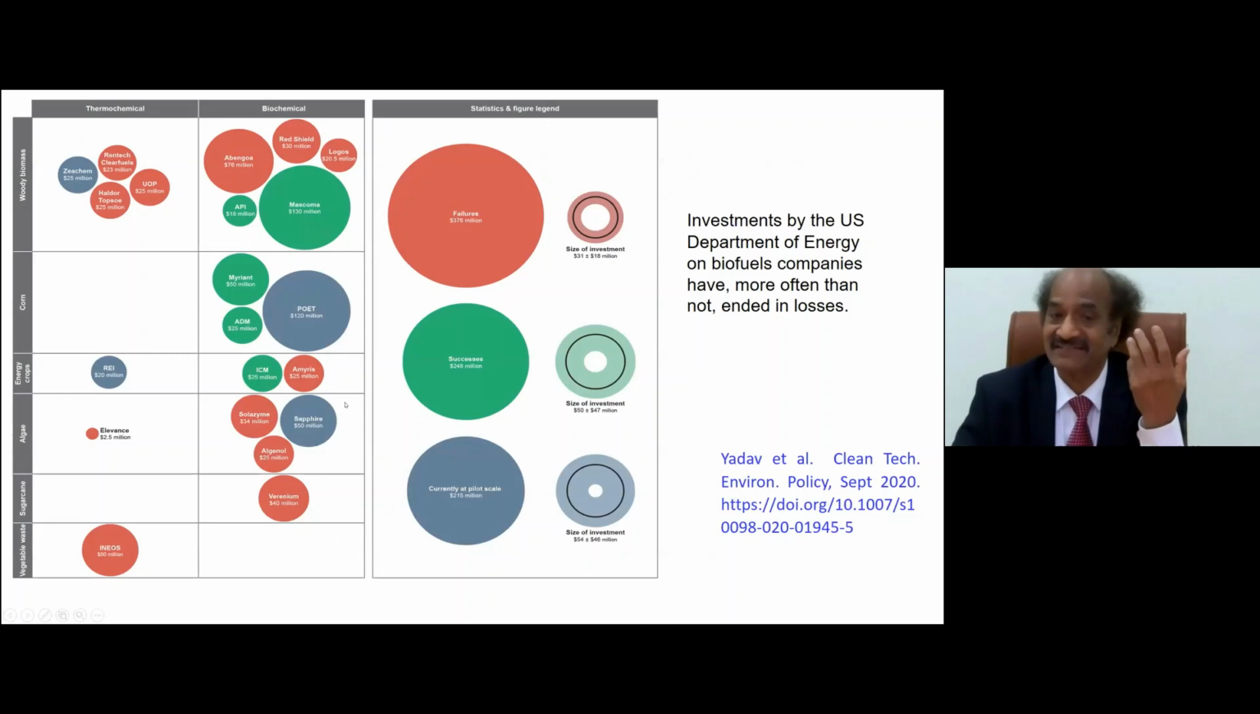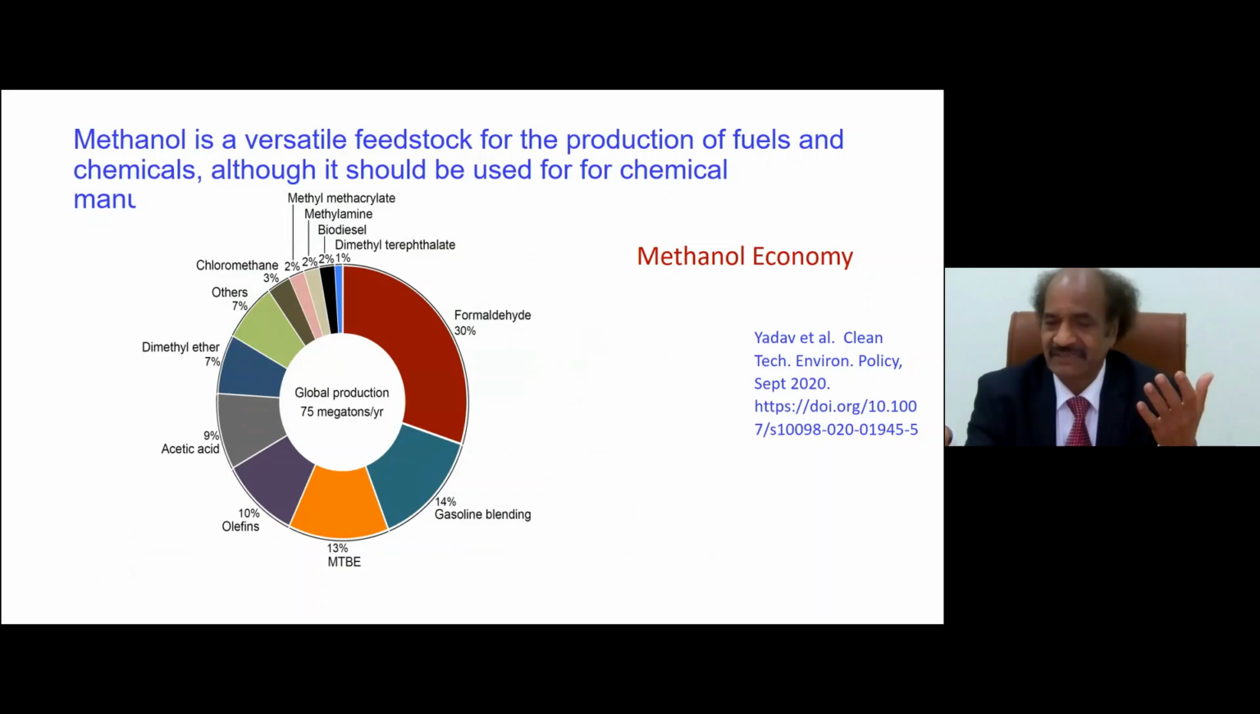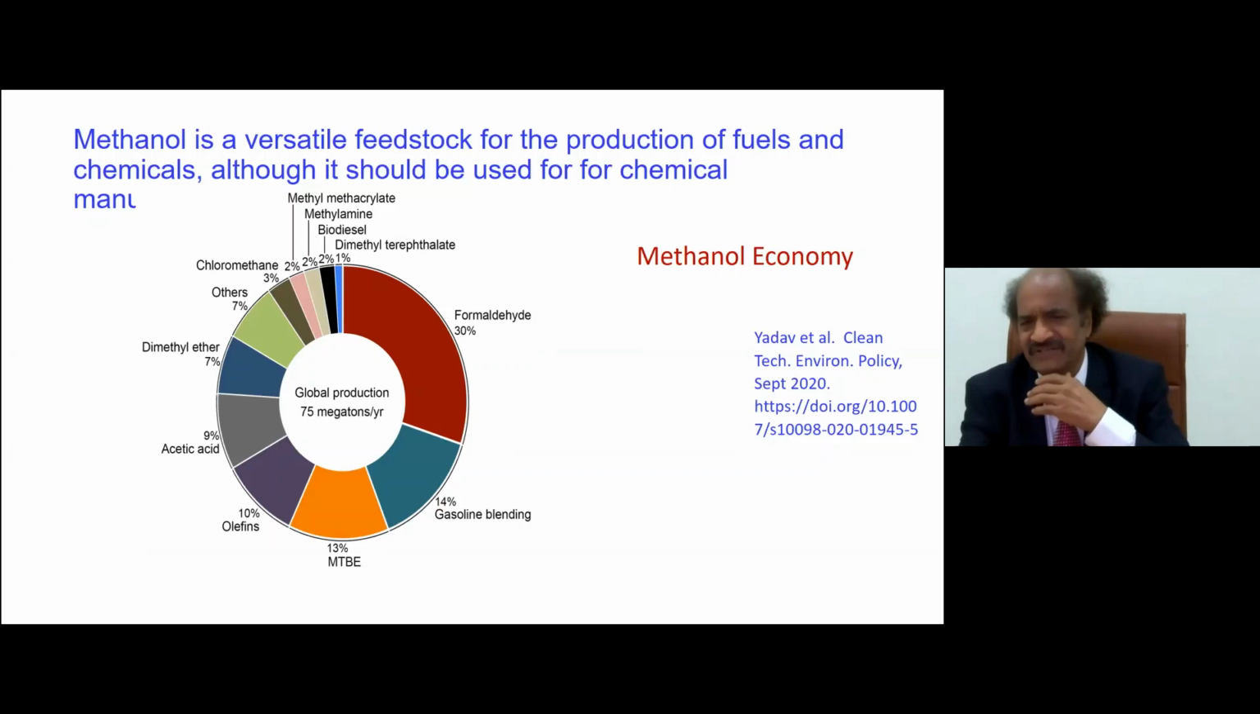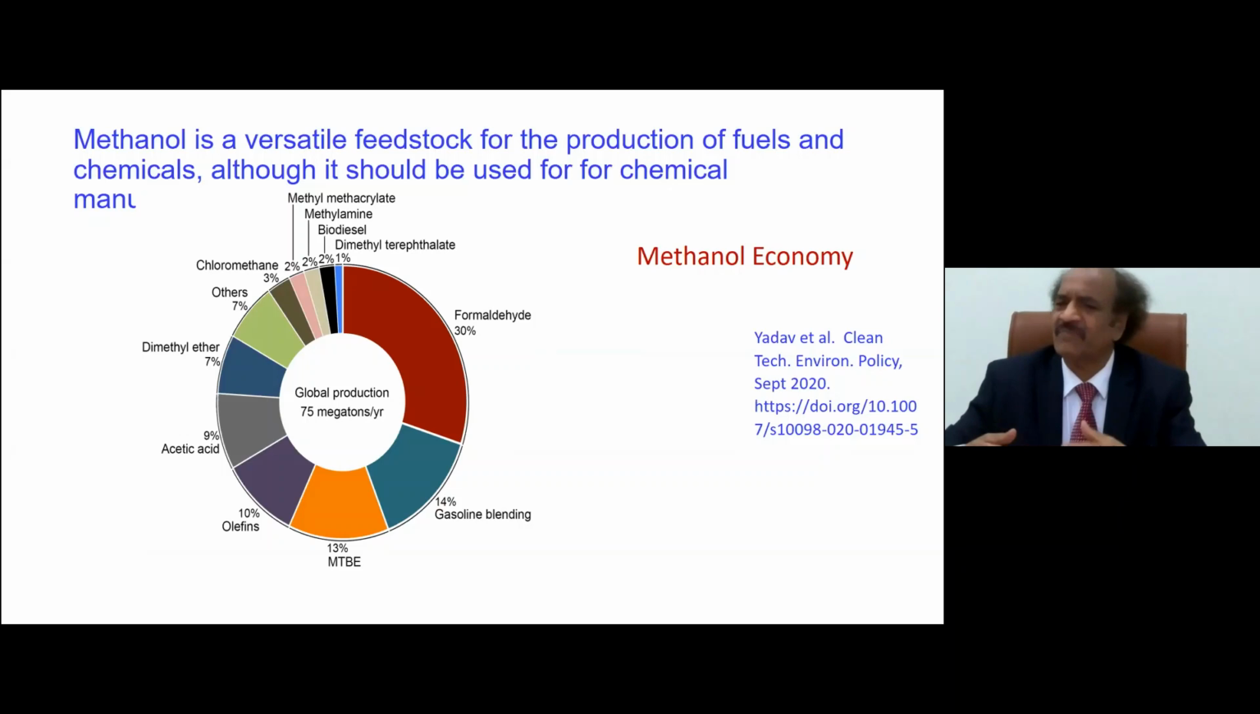We also looked at methanol, because methanol is a pet subject of the Government of India. Niti Aayog's Dr. V.K. Saraswat talks very passionately about methanol. So how are you going to get methanol? Once you generate syngas, you can make methanol. Or carbon dioxide can be converted into methanol. So carbon dioxide is a feedstock for making methanol. And we can make all sorts of chemicals, including gasoline blending, MTBE, olefins, acetic acid, name it. On the methanol economy, I wrote a very big article in Green Chemistry. So the methanol economy is reality. That is one part of the story.